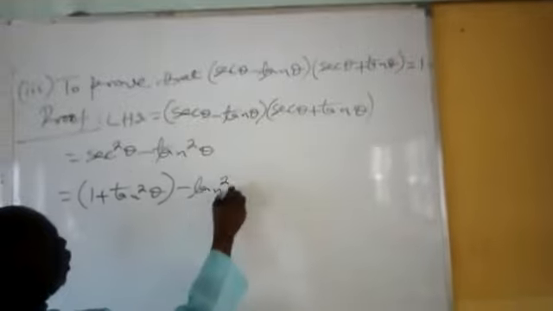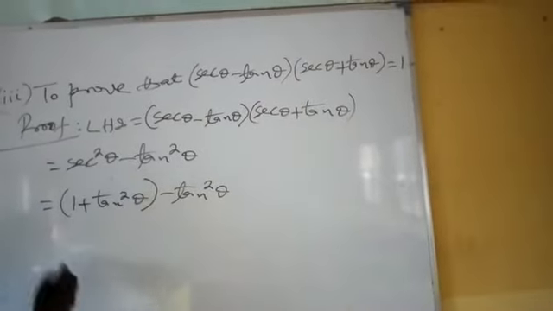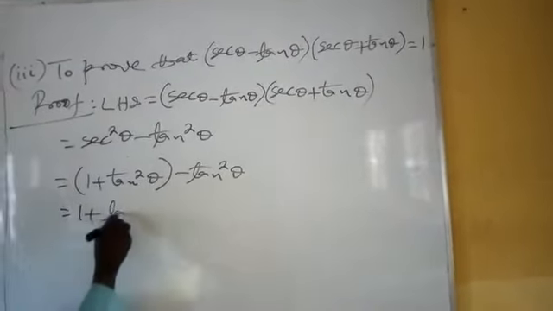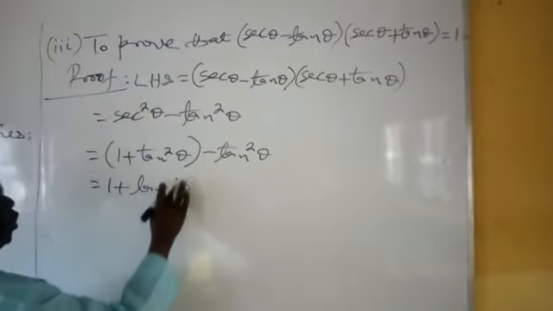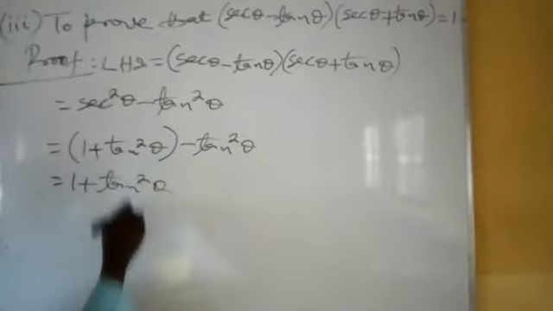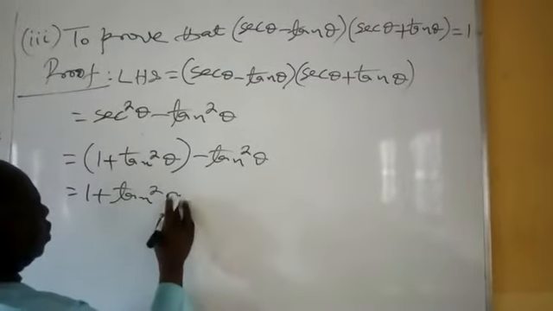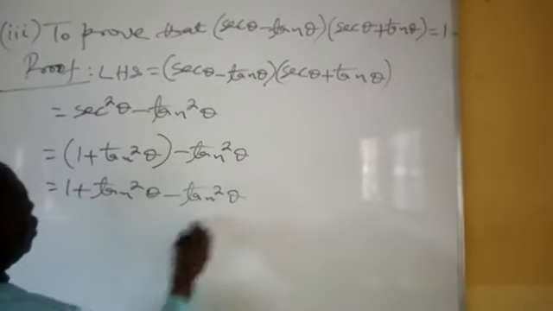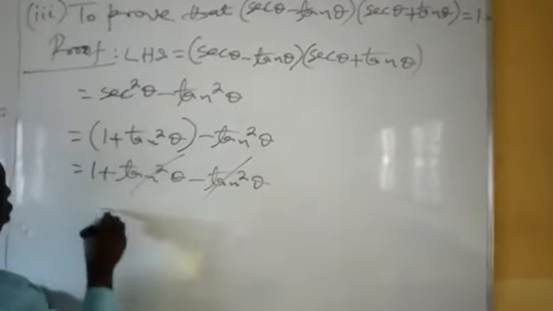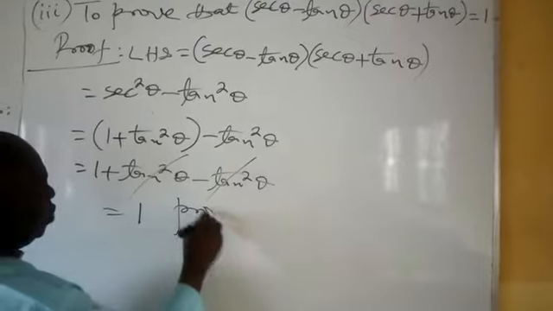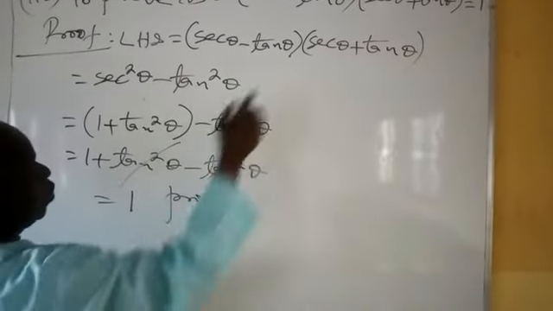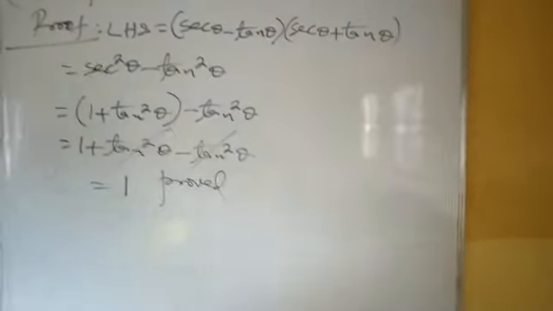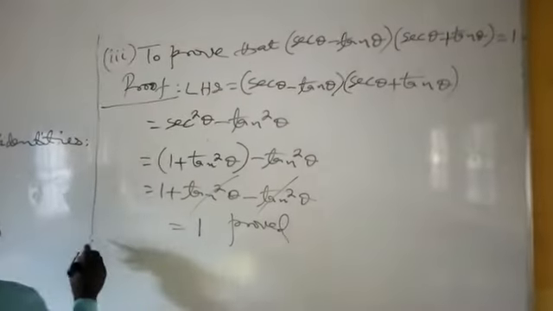This 1 plus tan square theta is equivalent to this sec square theta. Then minus tan square theta. Now I can open my bracket. So this is 1 plus tan square theta minus tan square theta. And tan square theta will cancel minus tan square theta, so I'm left with 1. Proved. Remember, this one is equal to the right hand side. So that is proved.